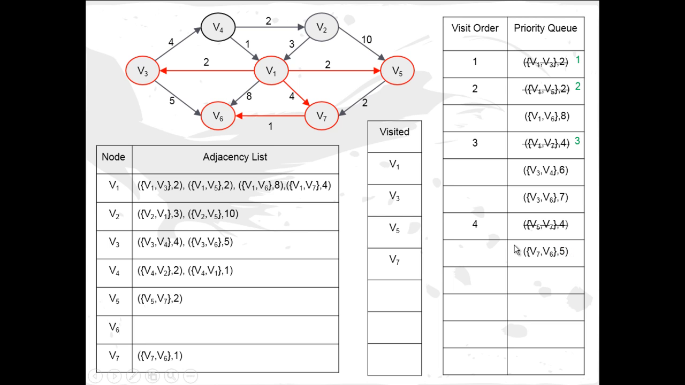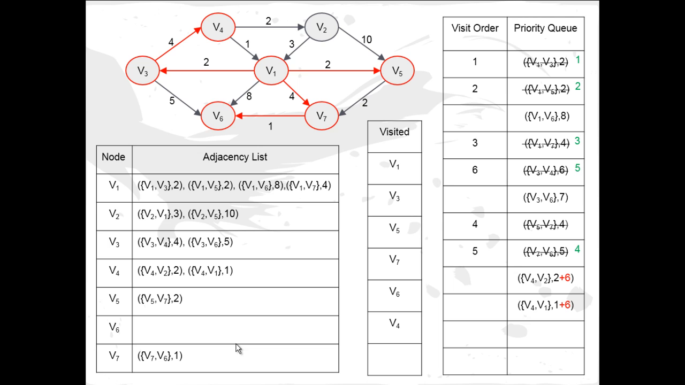Now the smallest one here is going to be V5 V7, but we're not going to consider this edge because V5 and V7 both of them are already visited. Now the next thing that we look at is going to be V7 V6 with a cost of 5. We add the adjacency list of V6, but the adjacency list of V6 is practically nothing. So we move on to the next one.